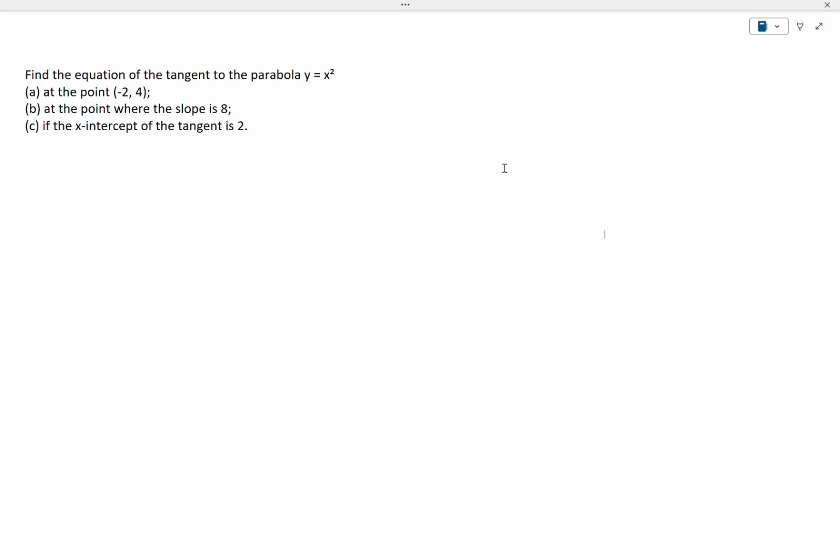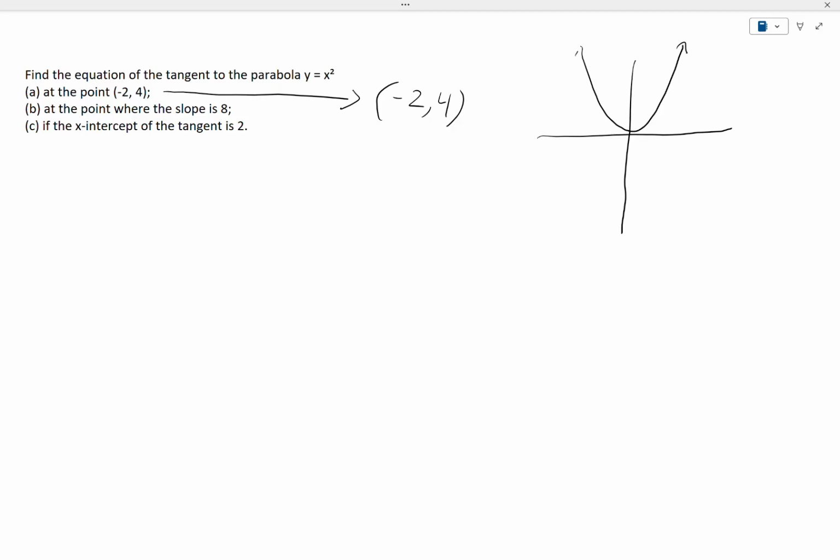If we're going to look for the tangent to this parabola, we know that the tangent is going to have the same slope as the parabola at that specific point. As you can see, our first point is -2, 4. So I'm just going to draw out the parabola quickly so we can see what we're doing. There's your coordinate plane, and the parabola will be just right up there like that.